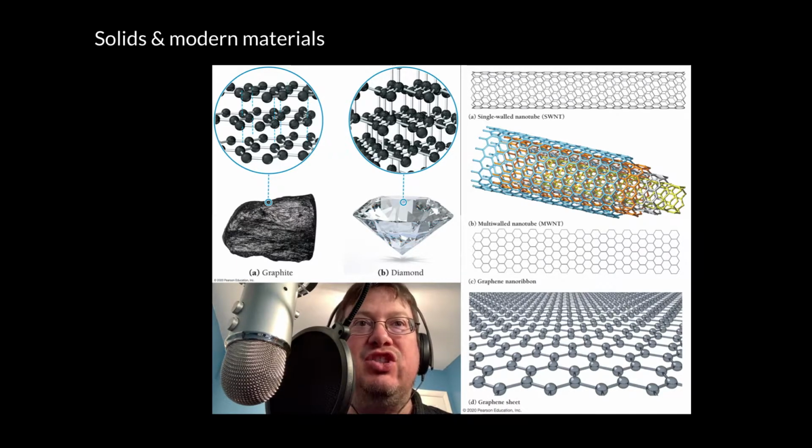So, we're going to be looking at solids and modern materials in this chapter. And I think this is really awesome. So, for instance, take an element like carbon. I mean, you might think, well, carbon's just carbon, right? But the way the atoms are arranged depends entirely upon the properties of the bulk material.